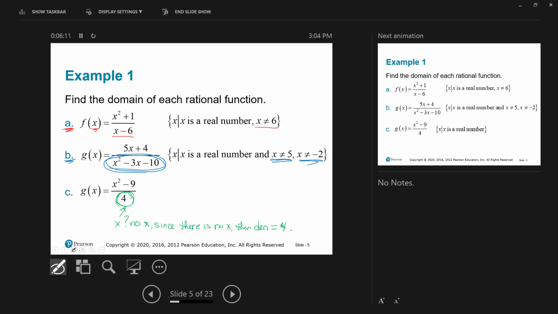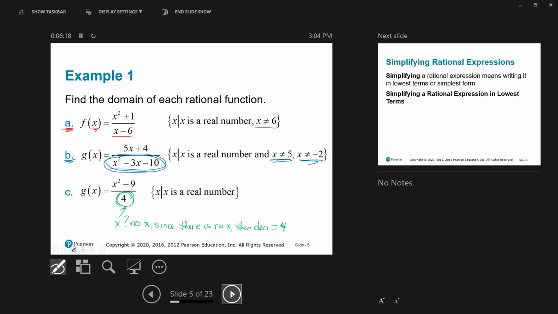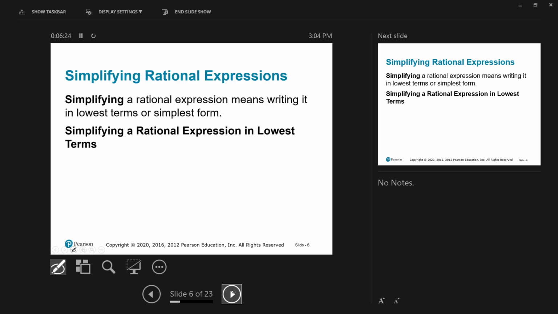And that's okay. We can always let the denominator equal 4, which means we can use any number we want in this particular denominator. Cool? So far, so good? Okay. Now, let's move on to simplifying these rational expressions, these fractions.